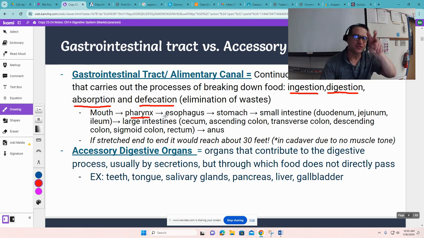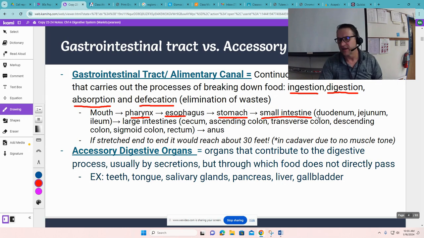Then it goes into the food tube, the esophagus. Then it goes into the stomach. It goes through the lower esophageal sphincter or the cardiac sphincter. And then it's going to go into the small intestines through the pyloric sphincter. That's the sphincter between the stomach and the small intestine.